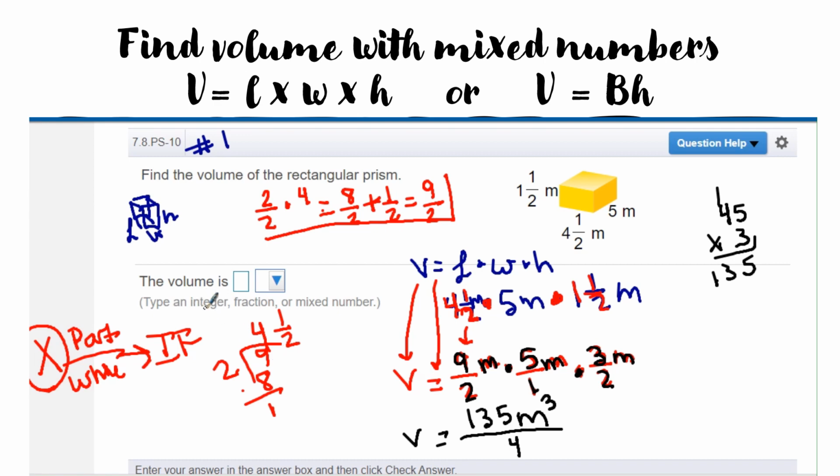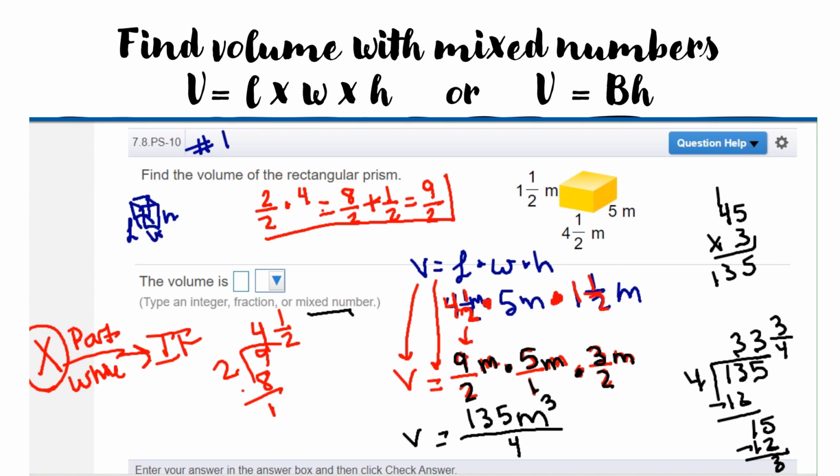And it says write your final answer as a mixed number. So I can't put this in like this. So I have to divide because a fraction is a form of division. So 135 divided by 4 is going to give me my final answer. And that is going to be, so I have 3 left over. Since a fraction is a part out of a whole, I have 3 as my part, and I wanted a whole before. So this is going to be my answer that I'm going to put here.